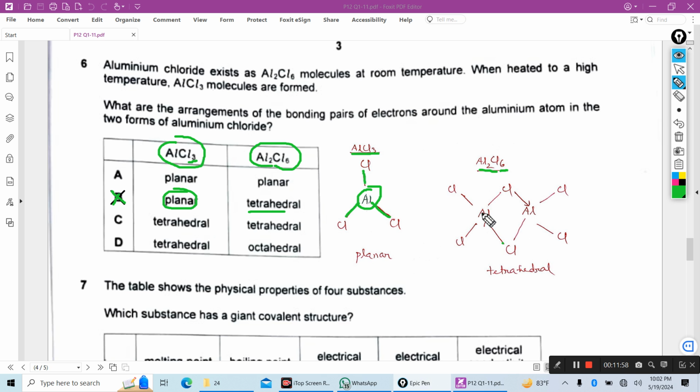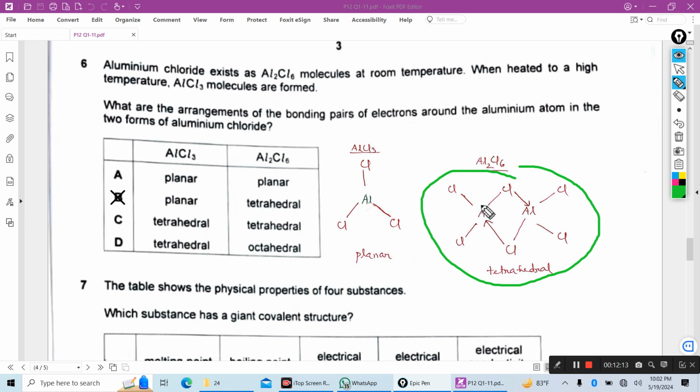This chlorine gives 1 lone pair of electrons to form 1 dative bond, and this chlorine gives 1 pair of electrons to this aluminum to form another dative bond. They form a dimer. But there you see the central atom aluminum, you see 1 2 3 4, and if there are 4 bond pairs of electrons surrounding the central atom, their shape will be tetrahedral and bond angle 109.5. So this is the answer B, tetrahedral.